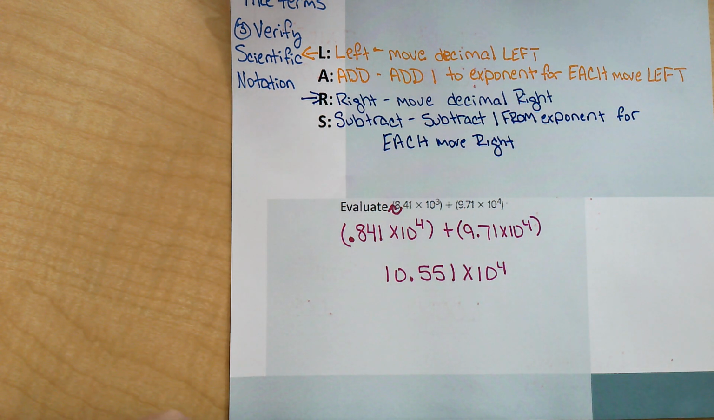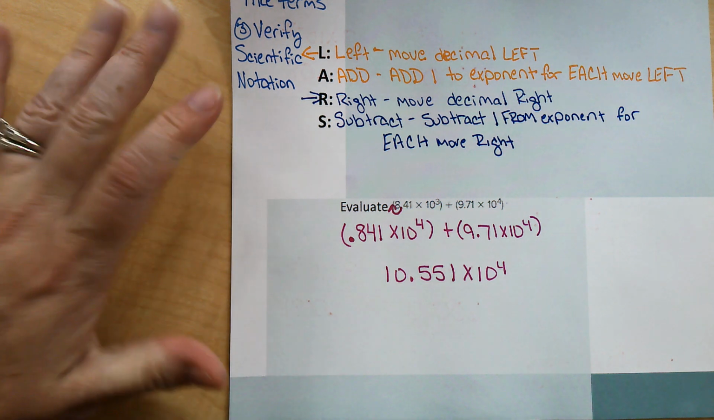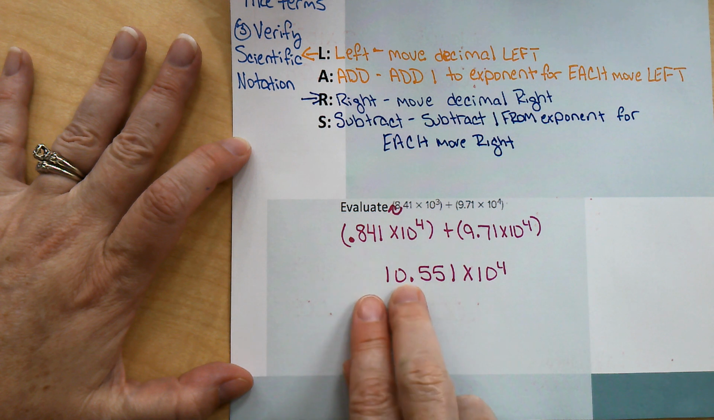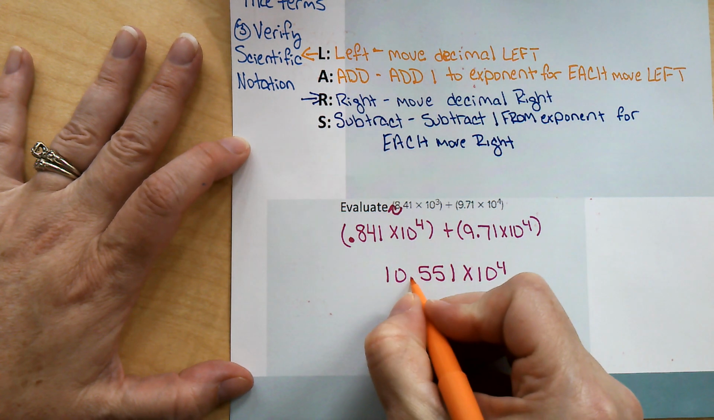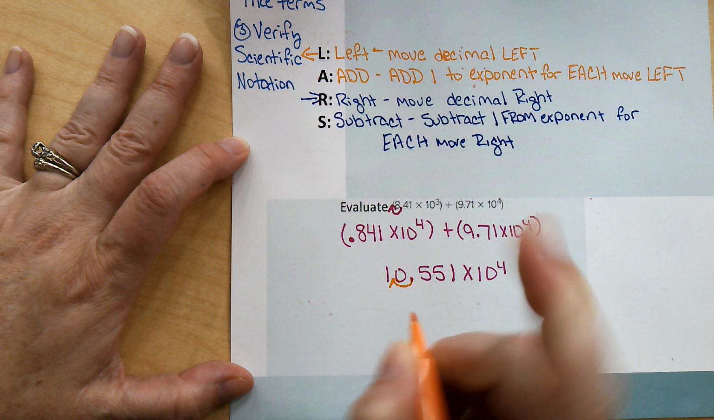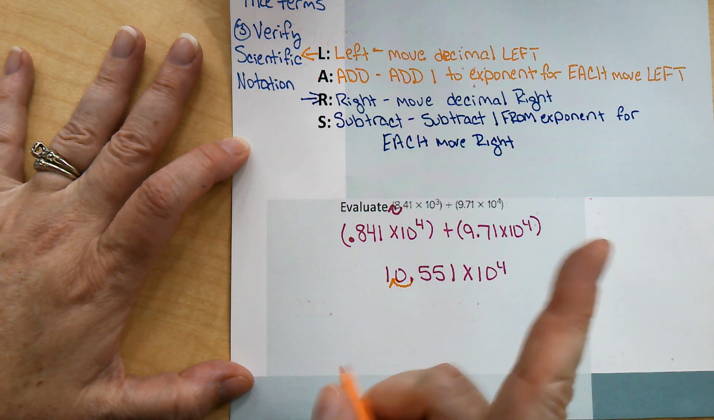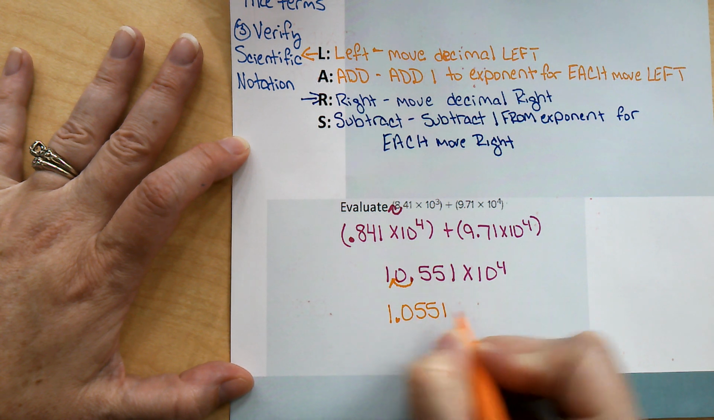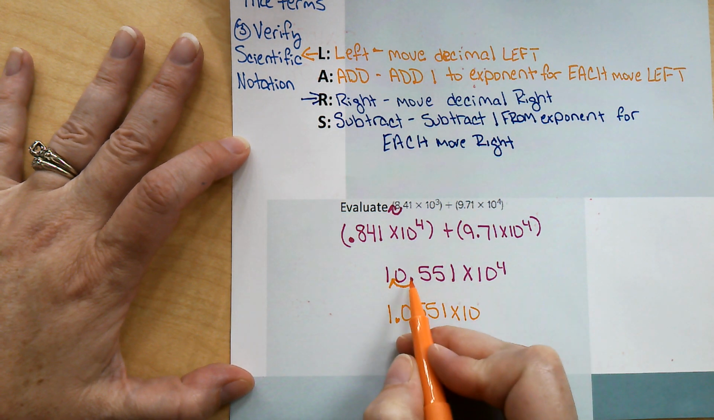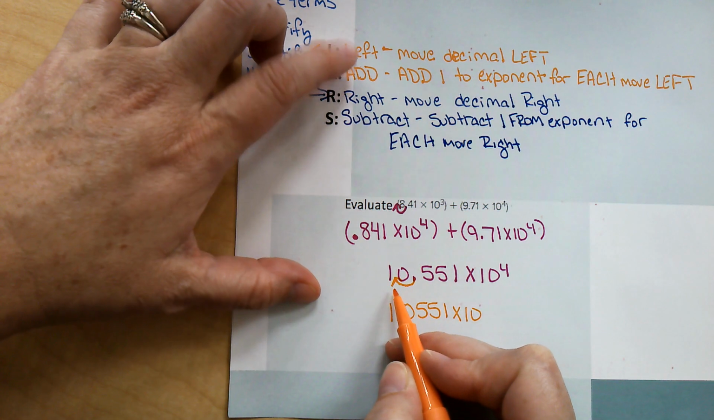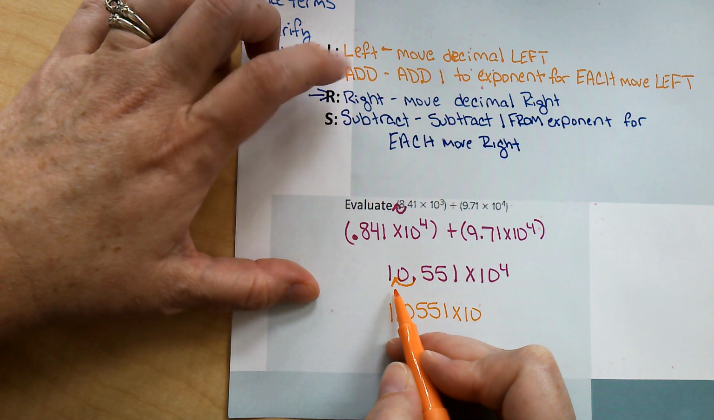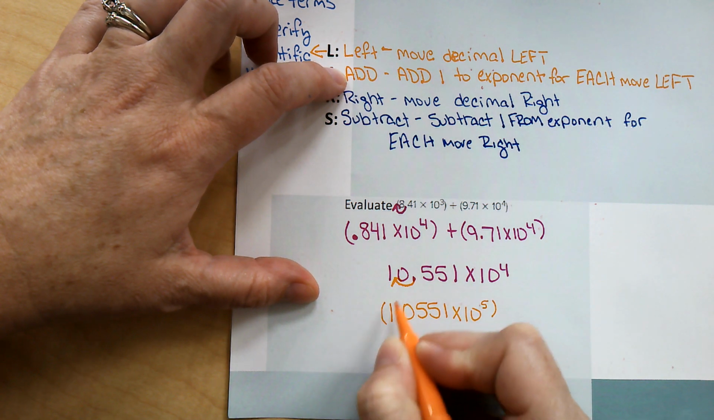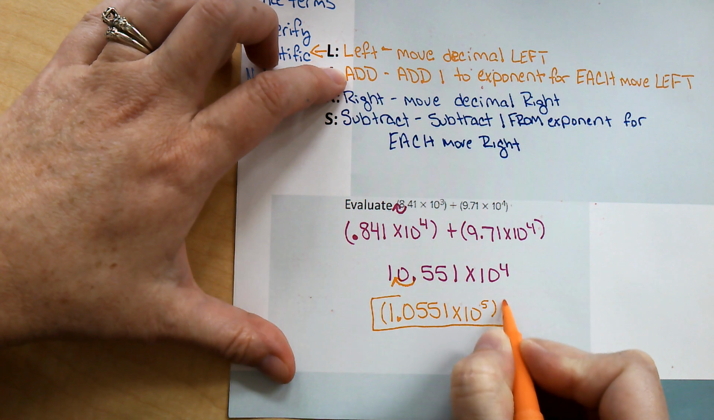Now let's verify if we are in scientific notation. Well, I have said that in scientific notation, you only get to have 1 digit in front of the decimal, where I have 2. So we have to move our decimal. We're going to move it till we only have the 1 digit in front, which is 1. 1.0551 times 10. All right, I had to move my decimal to the left. I moved it to the left once, so I'm going to add 1 to my exponent. 4 plus 1 is 5. Now we are in scientific notation.